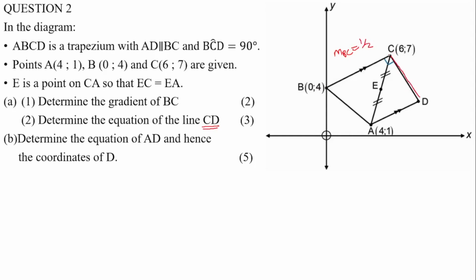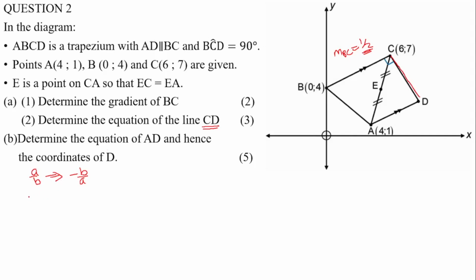Right, we're given that line CD is perpendicular to BC because angle BCD there is 90 degrees. So what will be the gradient of CD? It should be the negative reciprocal of 1 over 2. Remember how to find the negative reciprocal? Let's say we have A over B like this. The negative reciprocal becomes negative B over A. Okay, you just change the sign. If it's negative, it becomes positive. If it's positive, it becomes negative. Then the numerator becomes the denominator and the denominator becomes the numerator.